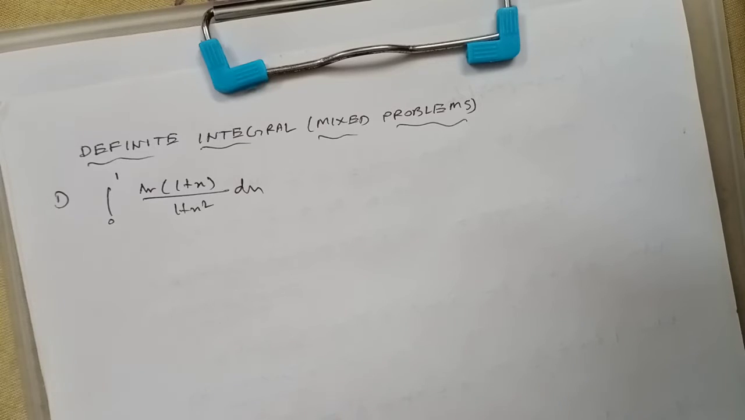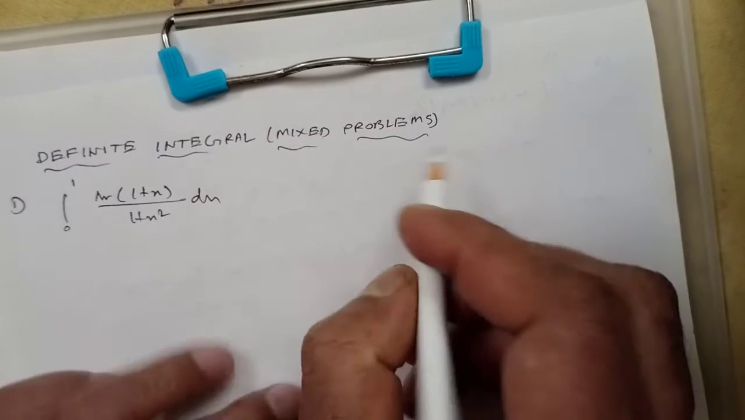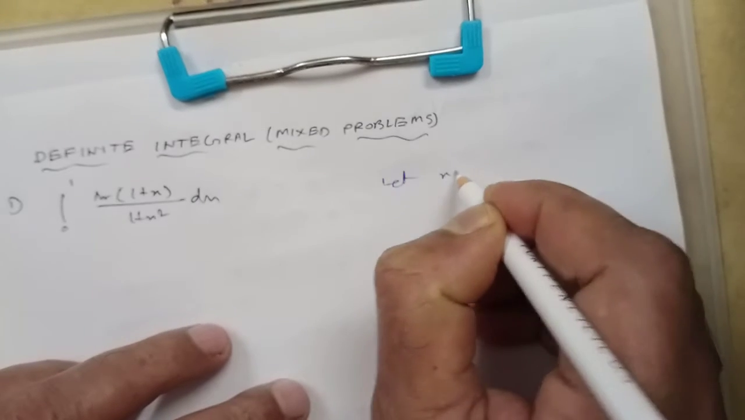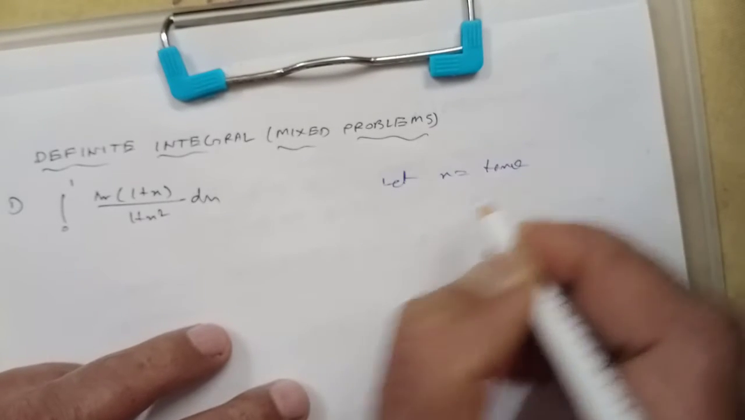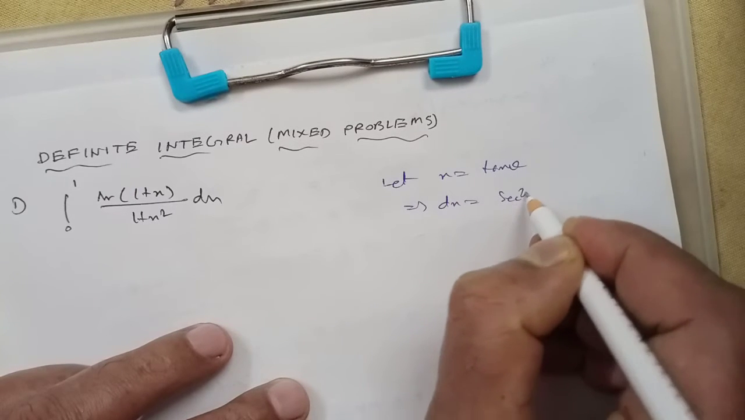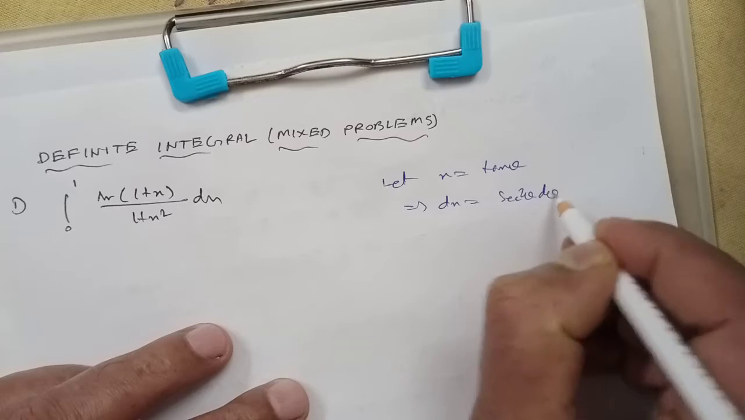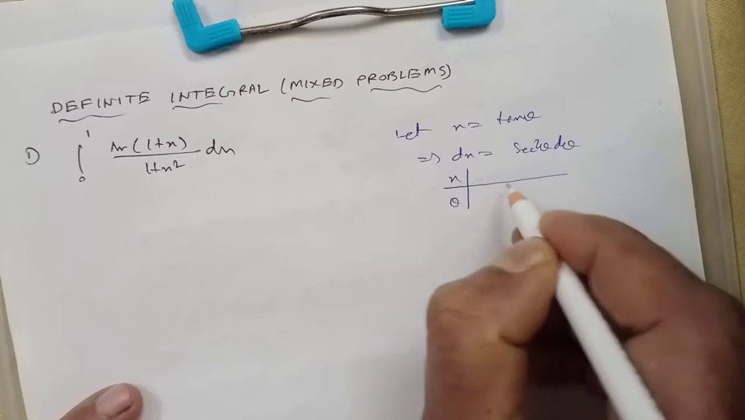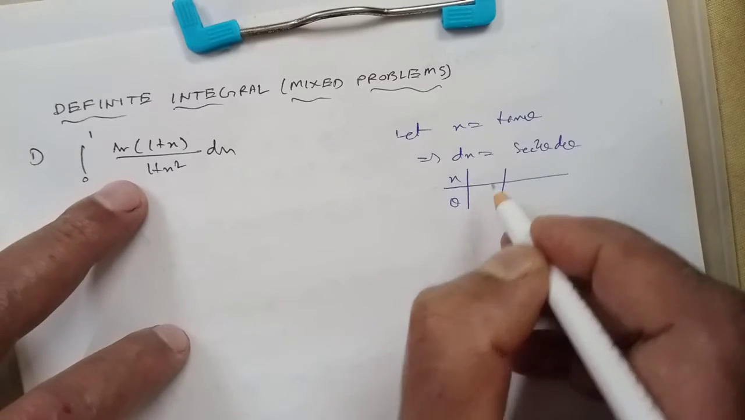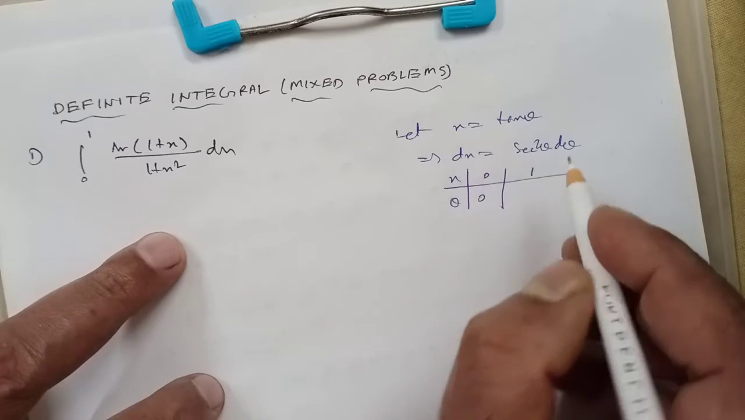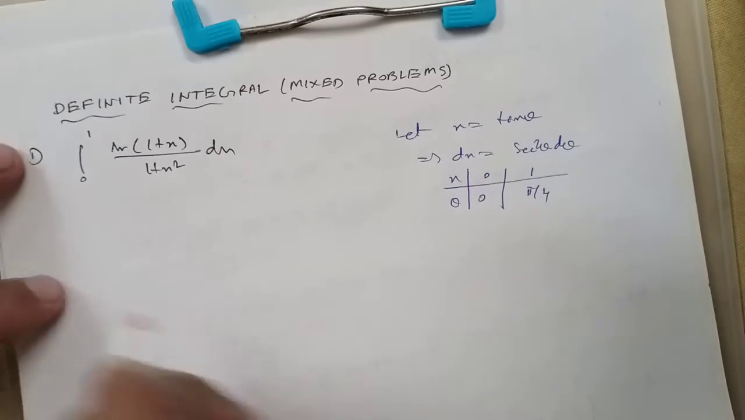Let us put x equals to tan theta. Then dx becomes sec square theta d theta. As this is a definite integral, we have to change the limits. Limits of x are 0 and 1. When x is 0, then theta is 0. When x is 1, then theta is pi by 4.